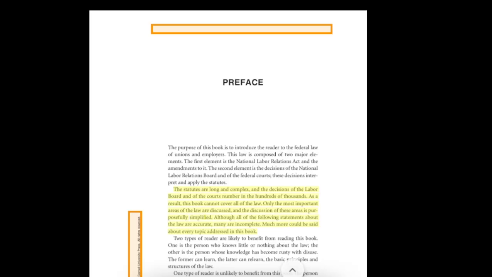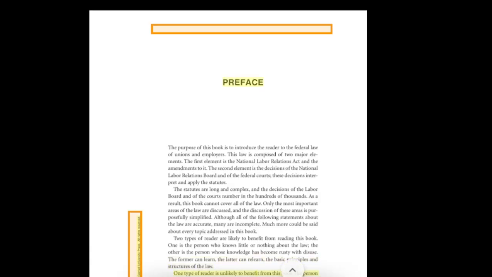Only the most important areas of the law are discussed, and the discussion of these areas is purposefully simplified. Although all of the following statements about the law are accurate, many are incomplete. Much more could be said about every topic addressed in this book. Two types of reader are likely to benefit from reading this book. One is the person who knows little or nothing about the law. The other is the person whose knowledge has become rusty with disuse. The former can learn, the latter can relearn, the basic principles and structures of the law.